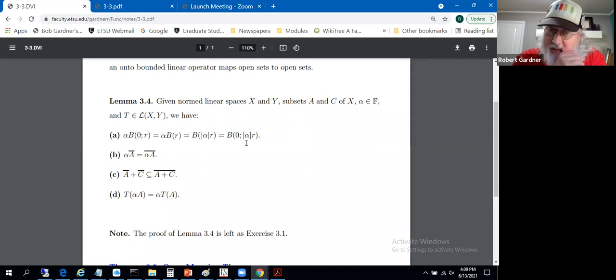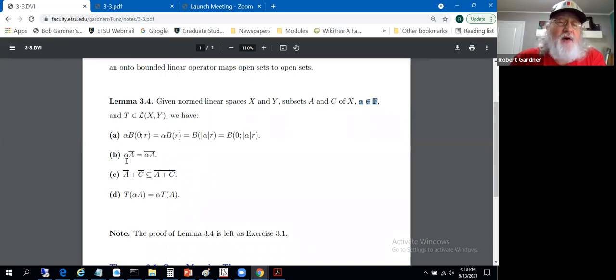So alpha B of R is claimed to be the same as B of the absolute value of alpha times R, which makes perfect geometric sense if you think in terms of Rn or just R2. What you're doing here is multiplying all vectors of norm less than R by scalar alpha. That's going to produce a vector of norm absolute value of alpha times the norm of the old vector. So of course you get all vectors of norm less than absolute value of alpha times R. And using the absolute value, it's understood that the scalar field would have to be the reals or the complexes, where absolute value is defined.